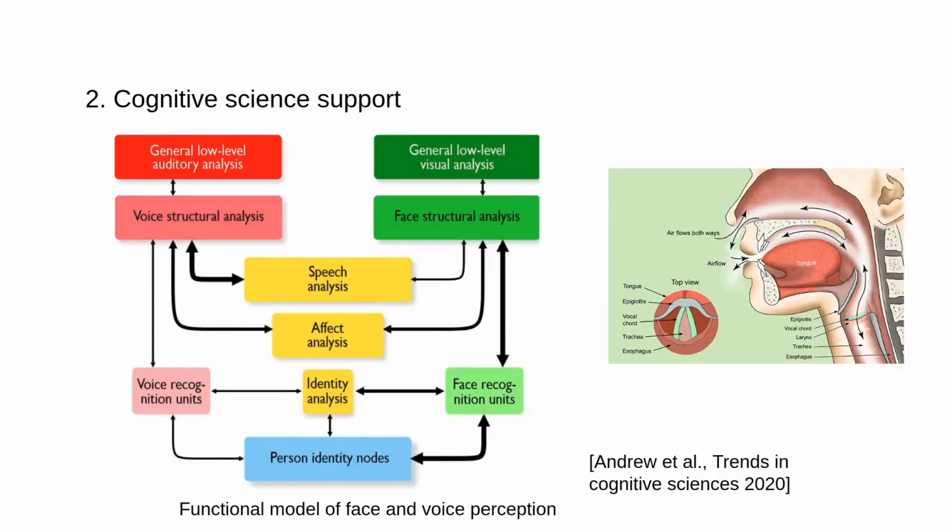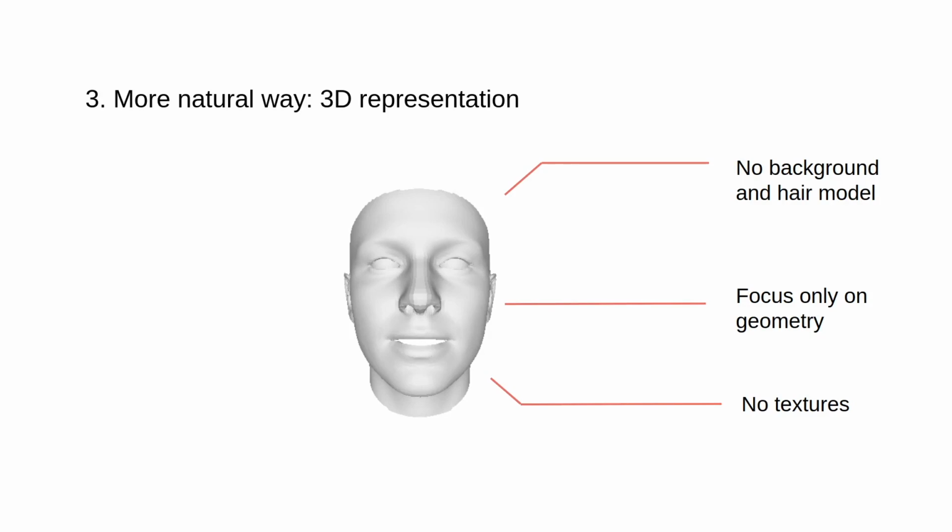Further, from cognitive science support, low-level auditory and visual analysis affect each other, which means speech can affect the visual analysis of the speaker's identity. Besides, vocal cords are densely connected to the head, so that when cords vibrate, the vibration would pass through the facial structures. Thus, 3D representation can be a better choice to leave out potential irrelevant factors and be more physiologically grounded.